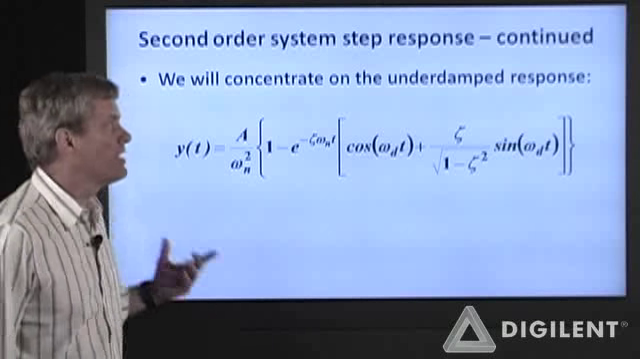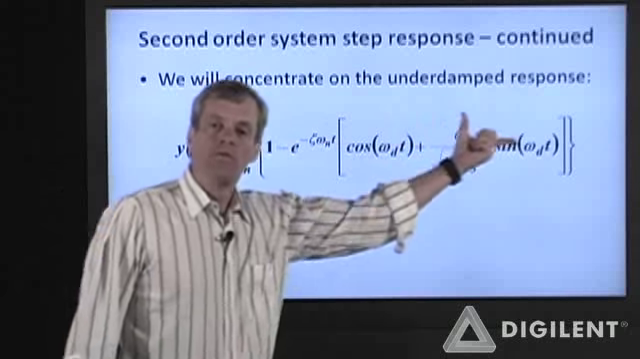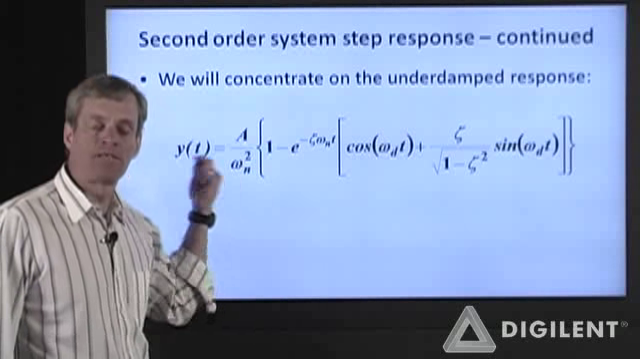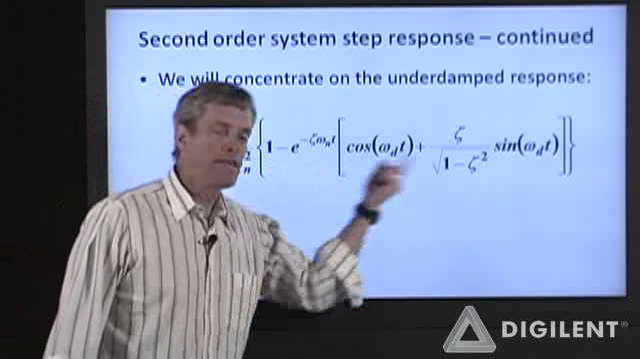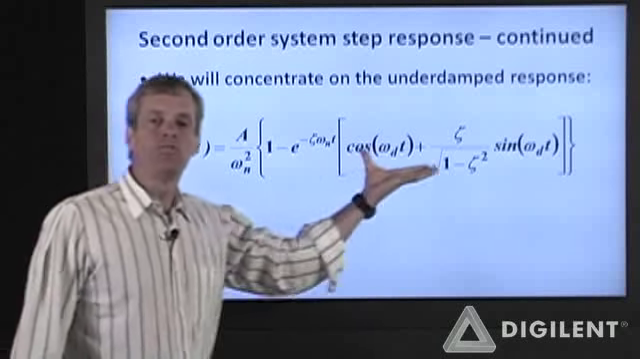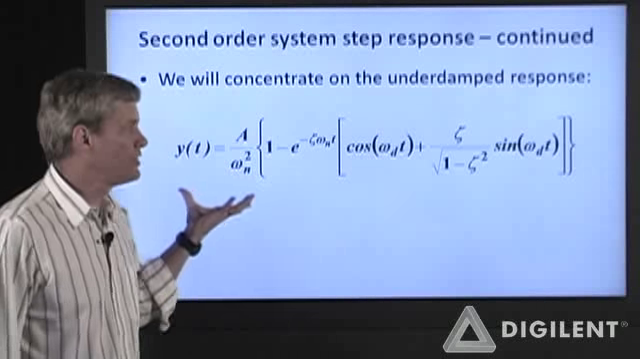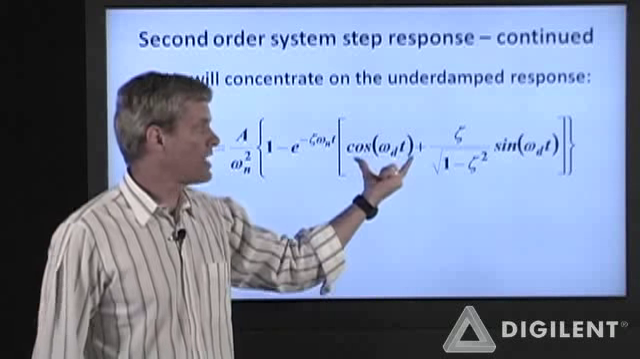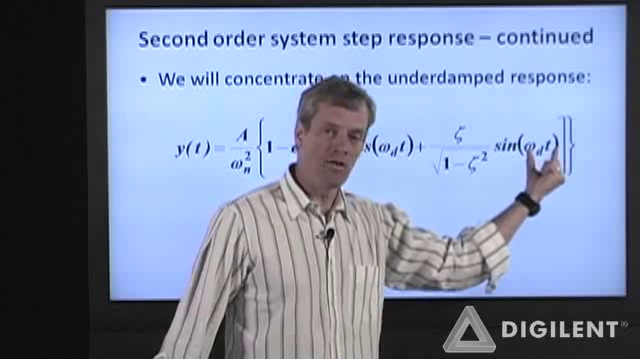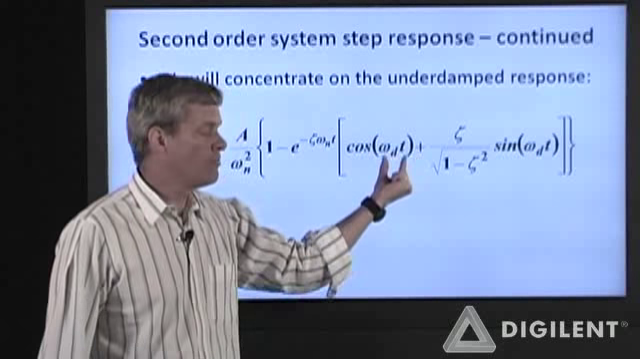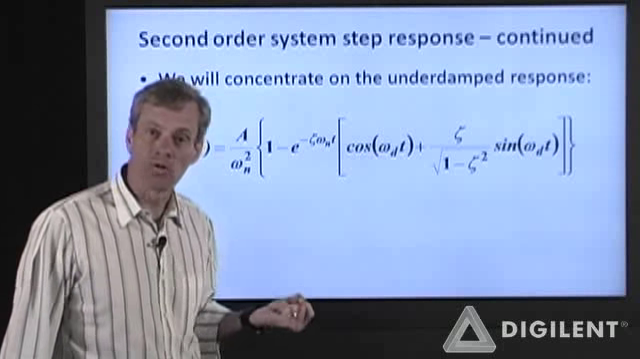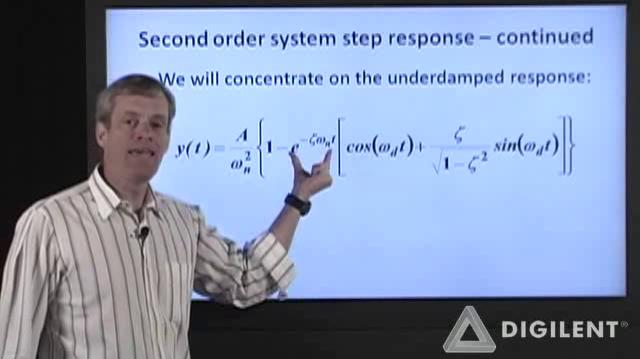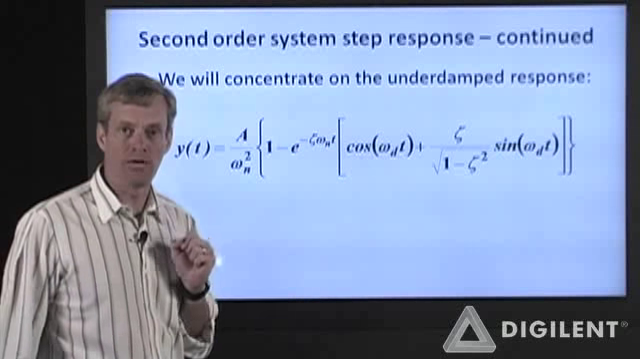Under these circumstances, the mathematical solution for the step response of the second order system looks like this. I don't want to get too much into the details of this other than just to mention that we have sinusoids, cosine omega_d t and sine omega_d t, where omega_d is our damped natural frequency. So we have sinusoidal terms here and a decaying exponential multiplying those.